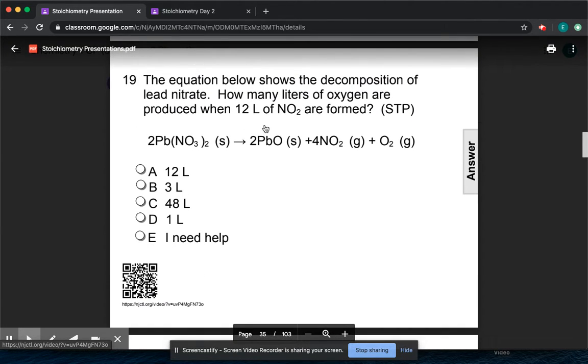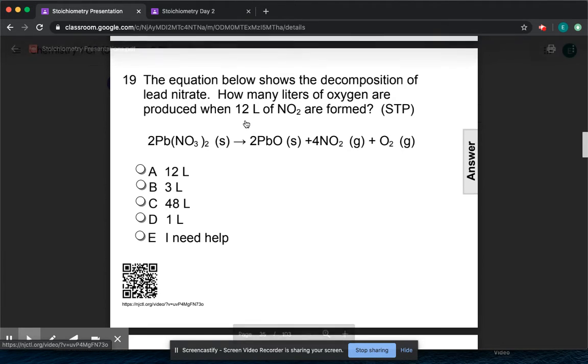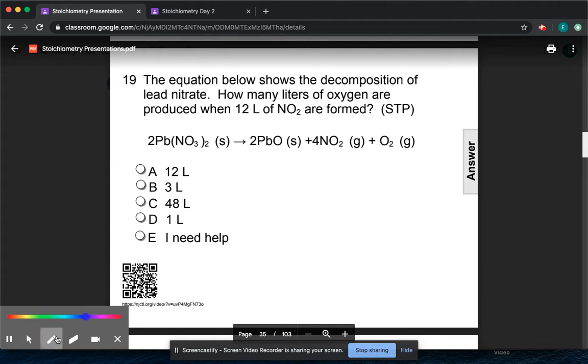So it starts us off with this. We want to know how many liters of oxygen are produced when 12 liters of NO2 are formed. Okay, so this is telling us we have a decomposition equation. We know how many of this we made, NO2. We want to know how much oxygen that would be. That's what this question is asking us.